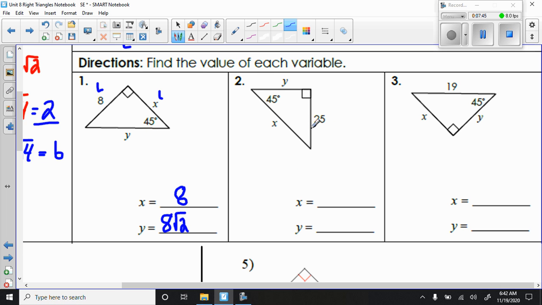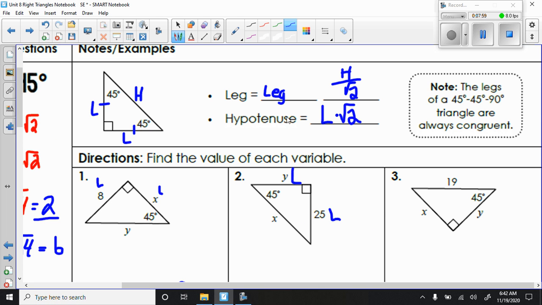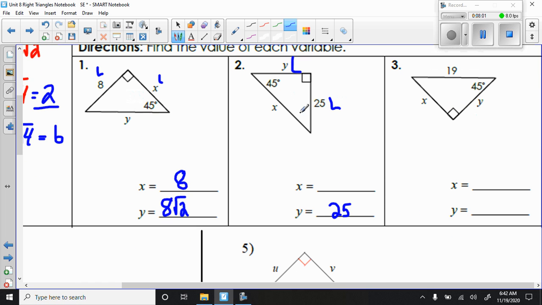Another one. Number 2, 45, 45, 90. This is the leg. Y is the other leg. They're equal. I'm already halfway finished. The directions up at the top of the screen say the hypo is leg times radical 2. The hypo is across from the 90. That is 25 times radical 2, and they are not like terms. So number 3, I made a mistake. I want you to go ahead and cancel this out to make it 16. The typo there.